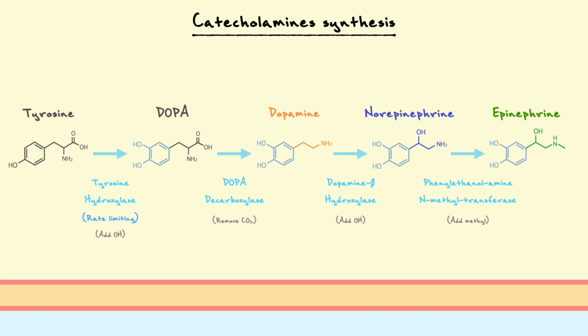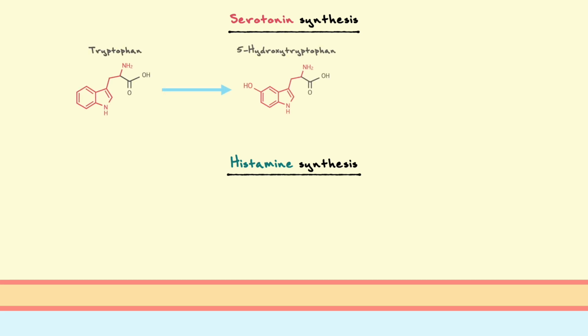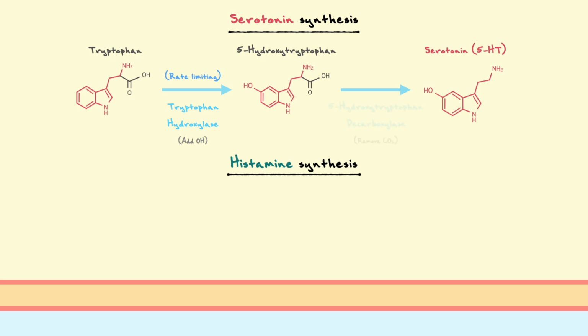Alright, now that we have seen the synthesis pathway for catecholamines, let's now see how serotonin and histamine are synthesized. Starting with serotonin, serotonin is synthesized from the essential amino acid tryptophan, and this synthesis is performed in 2 steps, which requires the help of 2 enzymes, tryptophan hydroxylase and 5-hydroxytryptophan decarboxylase.